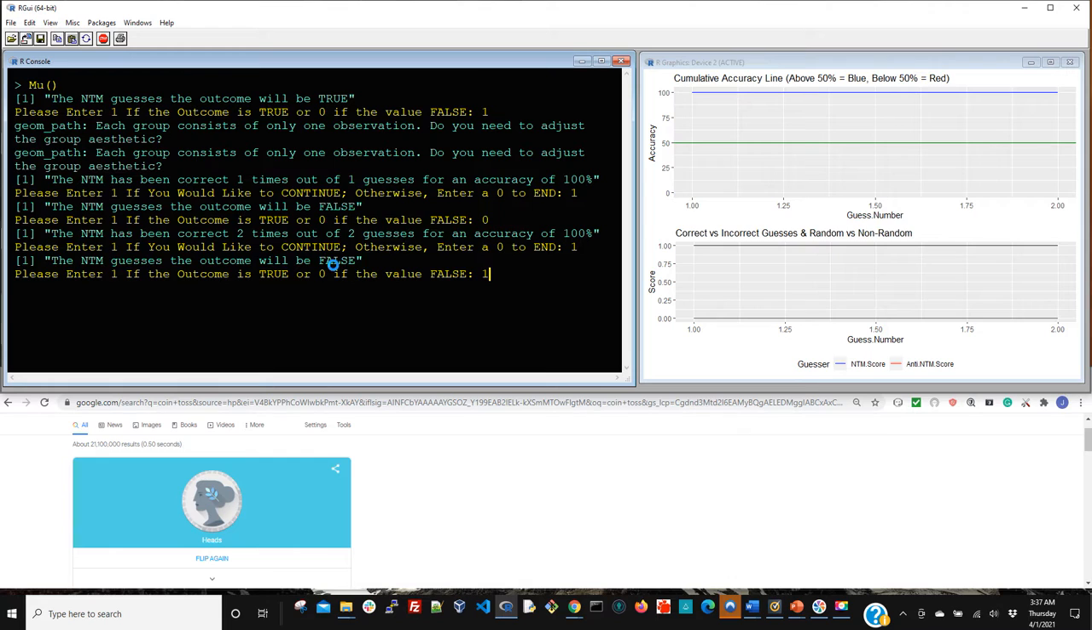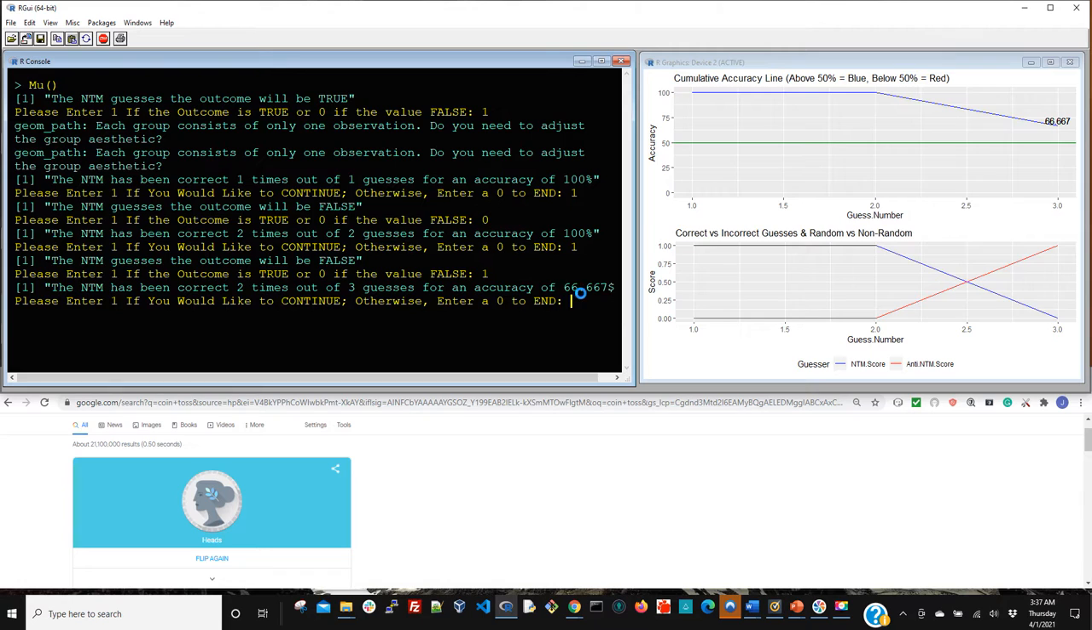Its prediction was tails, so what we should see is 2 out of 3 on the accuracy, or 66.6 repeated percent, which is exactly what we see. And you see the graphs adjust. So on the third guess here, so guess 1 the algorithm was correct. Guess 2, the algorithm was correct. Guess 3, it was incorrect. And my accuracy is at 66.6%. And we want to continue, so we will press 1 to continue.